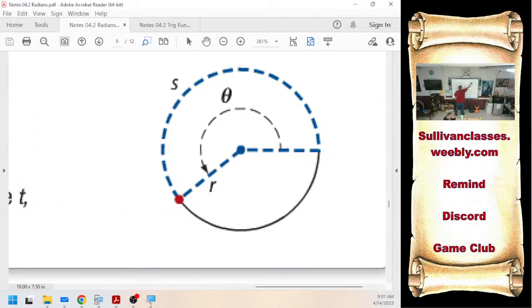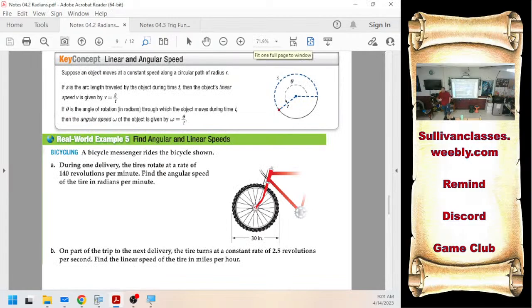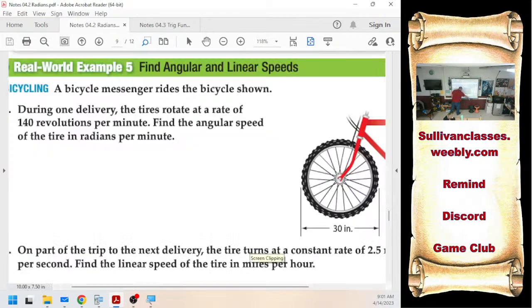But the only way that I'm getting through that boundary is they're going to say something like, if this is going this many revolutions per minute, what speed are they going? What linear speed are they going? So, all the way back to physical science, here's the warm-up. The easy one is, during a delivery, tires rotate at a rate of 140 revolutions per minute. If they give you something, you write it. 140 revolutions to 1 minute.